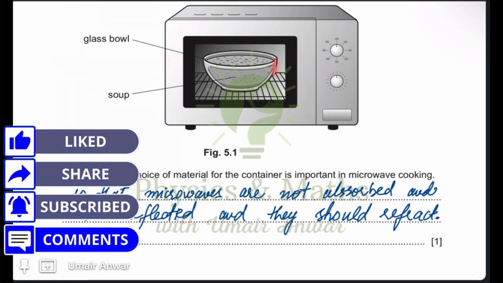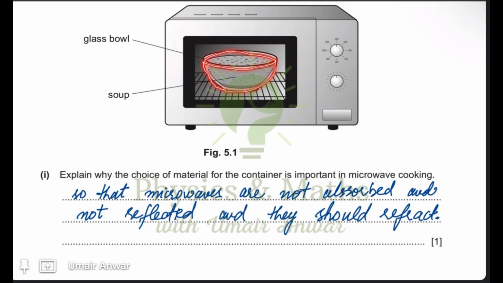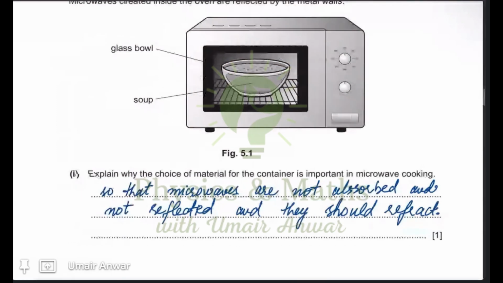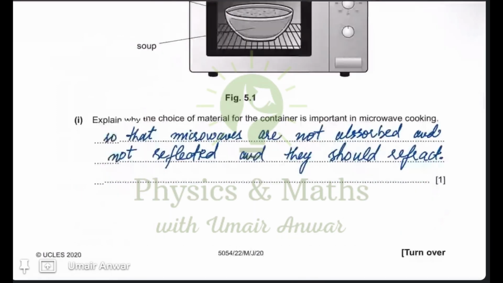So this is the glass material which was used here, and it is a material which can refract the microwaves so that they can reach the soup and heat it up, and it itself should not absorb the microwaves in a large quantity so that heat is not wasted.